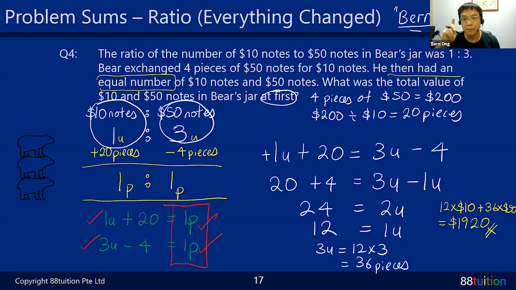All right, 1 unit means 12 pieces, 12 pieces of $10 notes. 3 units means 36 pieces, 36 pieces of $50 notes. So 12 times $10 plus 36 pieces times $50. That's 1,920. Can you see that? All right. To know your mistakes, it is important to calculate properly.